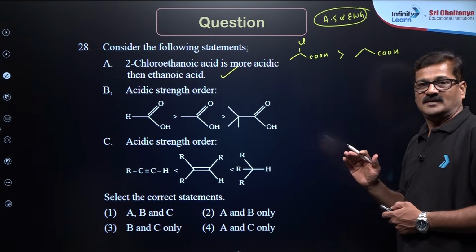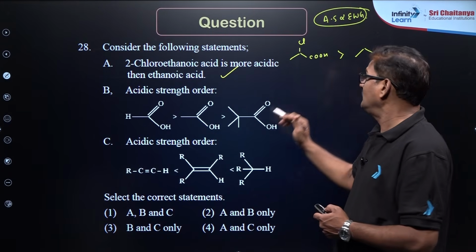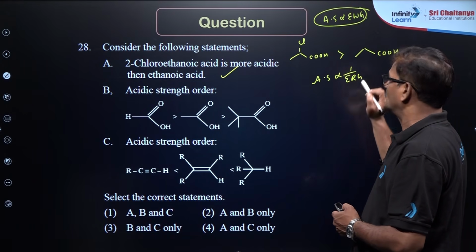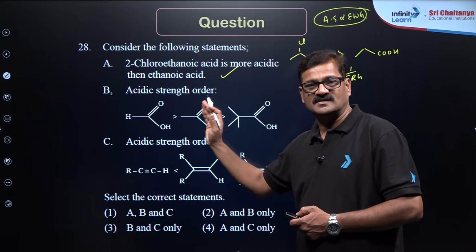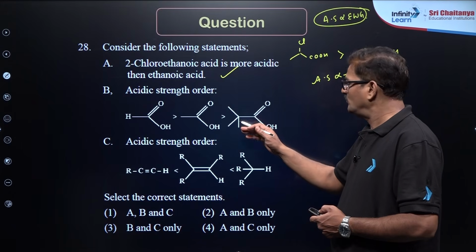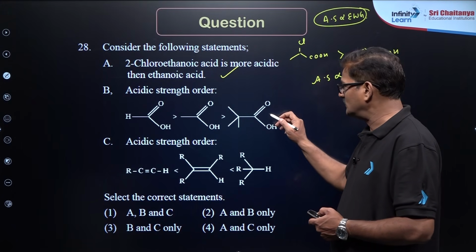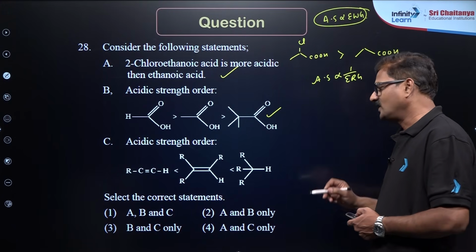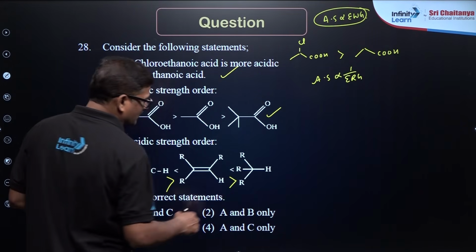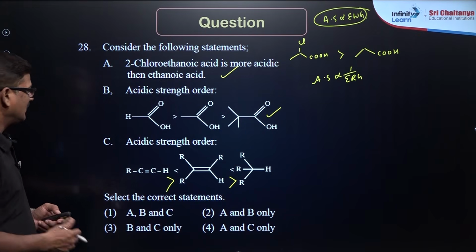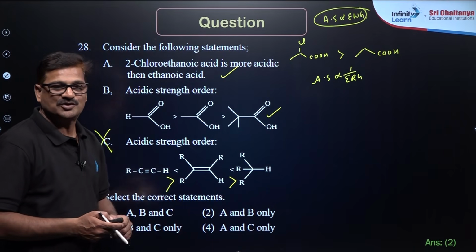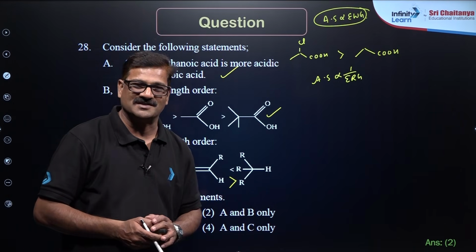And you can also see acidic strength is inversely proportional to electron releasing group. So formic acid is more acidic than acetic acid, which is more acidic than the one with the tertiary butyl group, where the positive inductive effect will be more. So this is also correct. Acidic strength of alkyne is more than alkene, which is more than alkane. So that is not correct. I would say A and B only. Option 2 is the correct answer for this question.